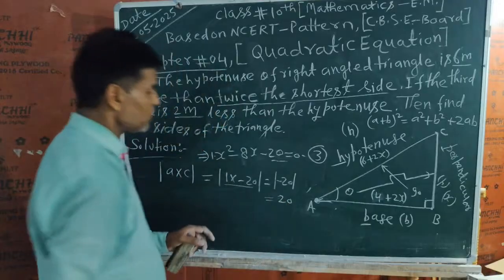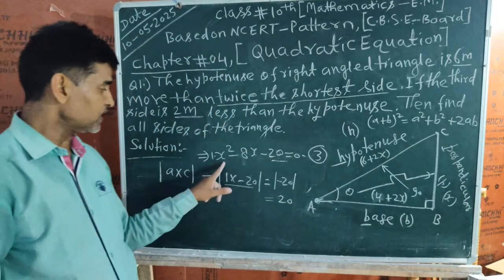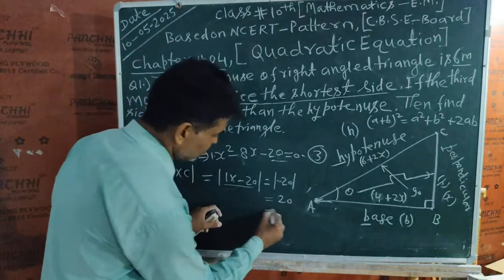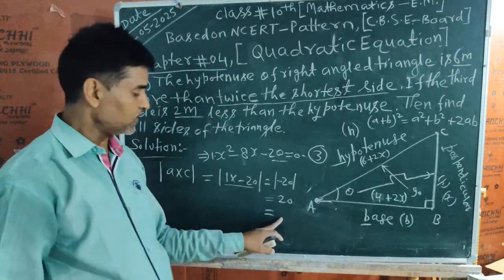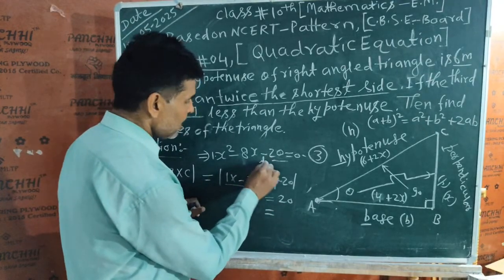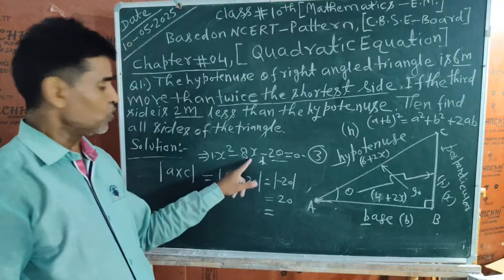Okay student, now this quadratic equation has power 2, so we have to make two factors such that the multiplication of both factors will be 20, and here the minus sign is available. So after subtraction I will get the coefficient of x.